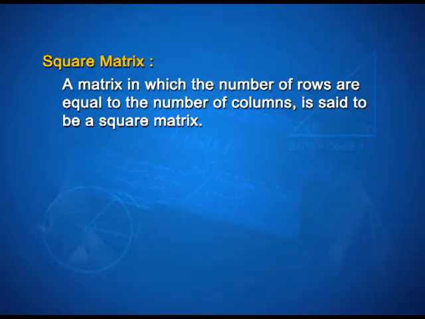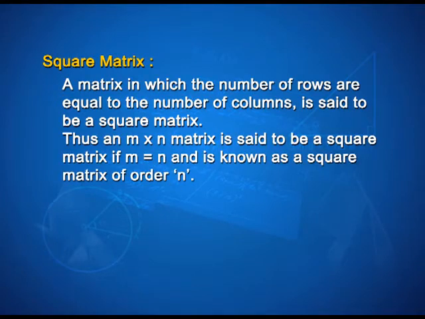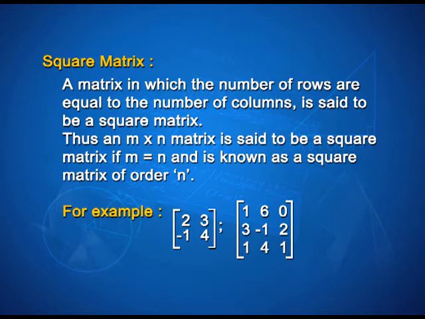A matrix in which the number of rows is equal to the number of columns is said to be a square matrix. Thus, an m by n matrix is said to be a square matrix if m is equal to n, and is known as a square matrix of order n. For example, 2, 3, minus 1, 4 and 1, 6, 0, 3, minus 1, 2, 1, 4, 1 are two square matrices of order 2 by 2 and 3 by 3.